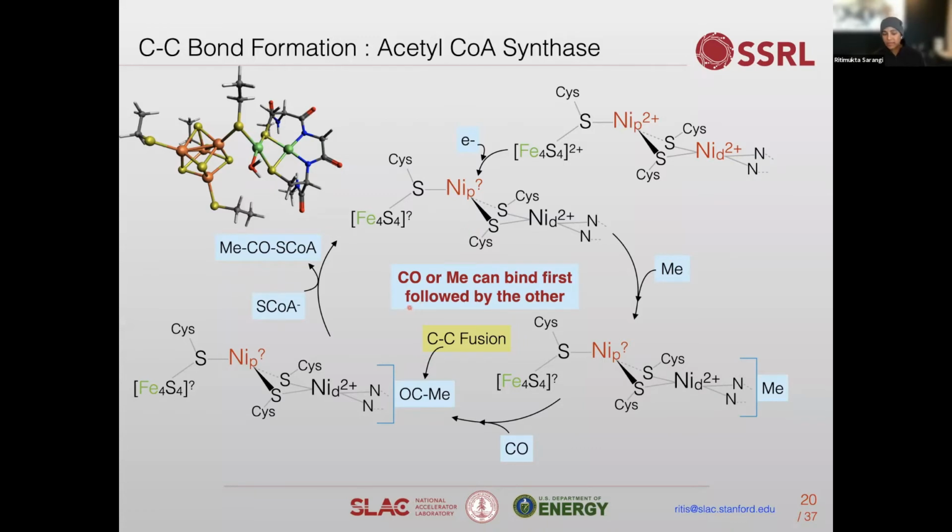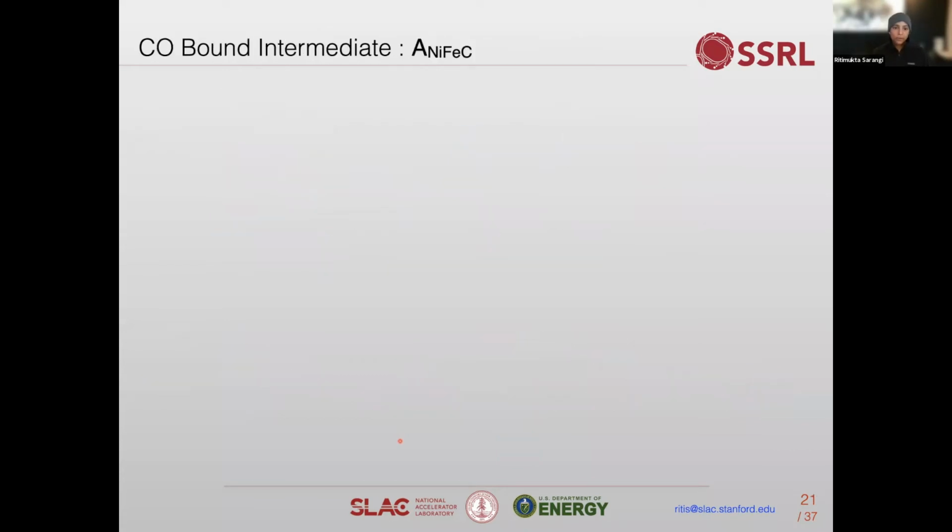And the cool thing about ACS is CO or methyl can bind first, so we could have bound CO, brought in methyl here, and then CC fusion would happen. And when I started working with Steve Ragsdale on this, we didn't know how CO bound or how methyl bound, and those are the two species that we set out to characterize.